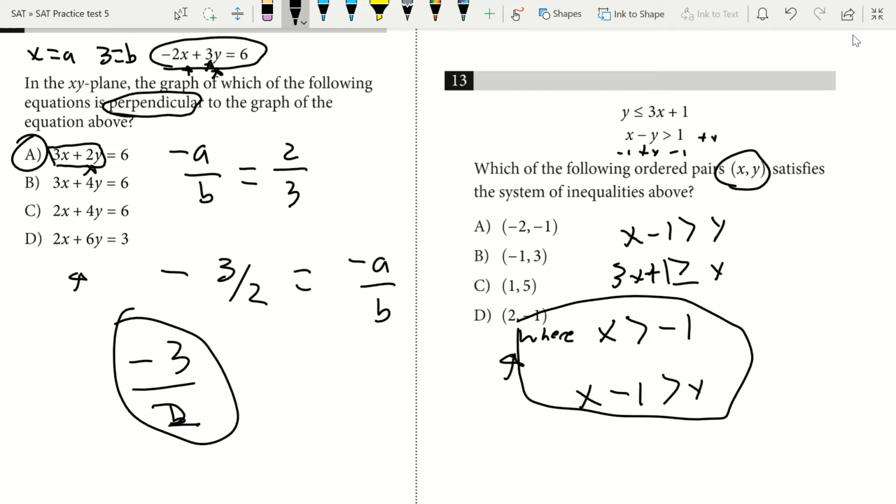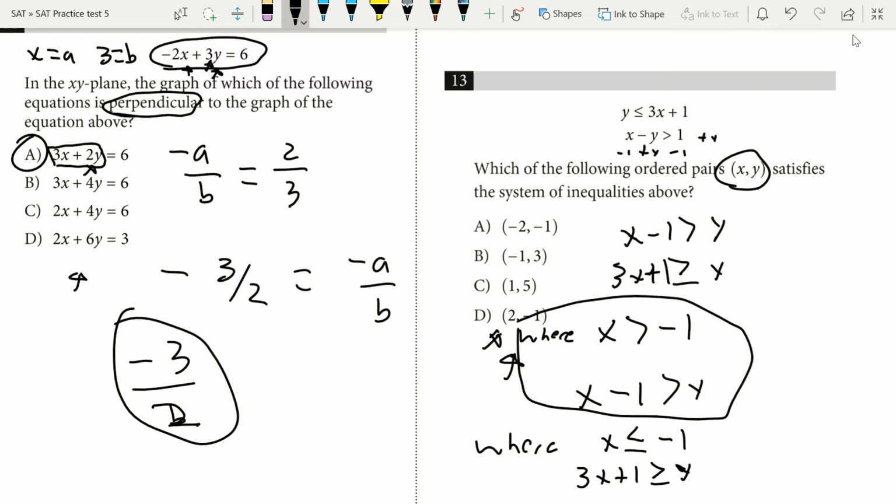And then I also know that where x is not greater than negative 1, right? Where x is less than or equal to negative 1, I'm going to use the equation 3x plus 1 has to be greater than y. Right, so now what I can do is go through and find which point answers that.